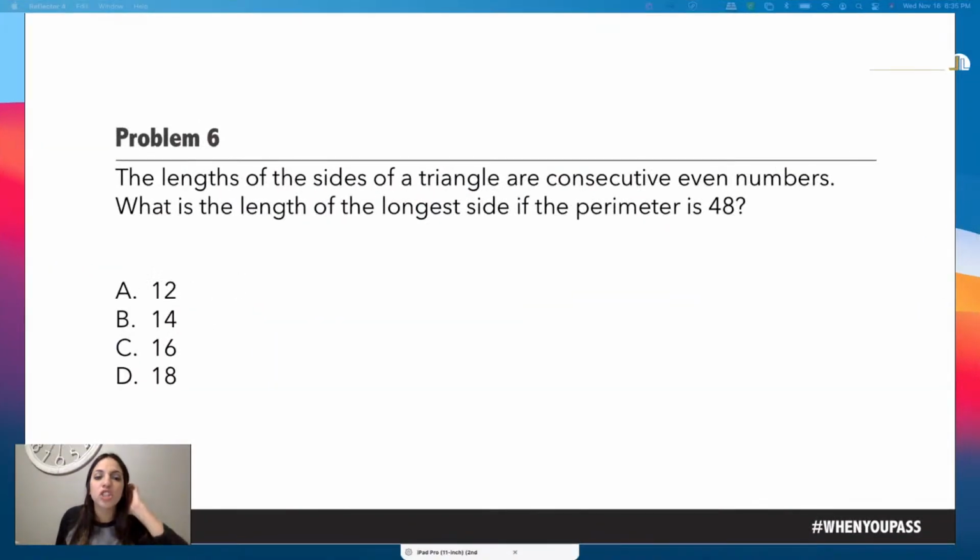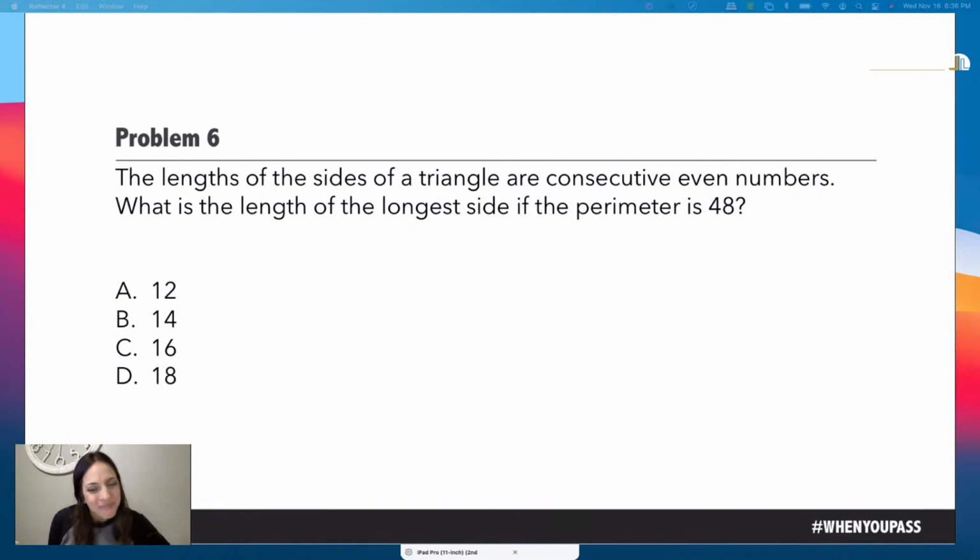So let's start with this first one. And they do get progressively harder tonight. The lengths of the sides of a triangle are consecutive even numbers. Man, already the vocabulary in this problem is really heavy. What is the length of the longest side of the triangle if the perimeter is 48?